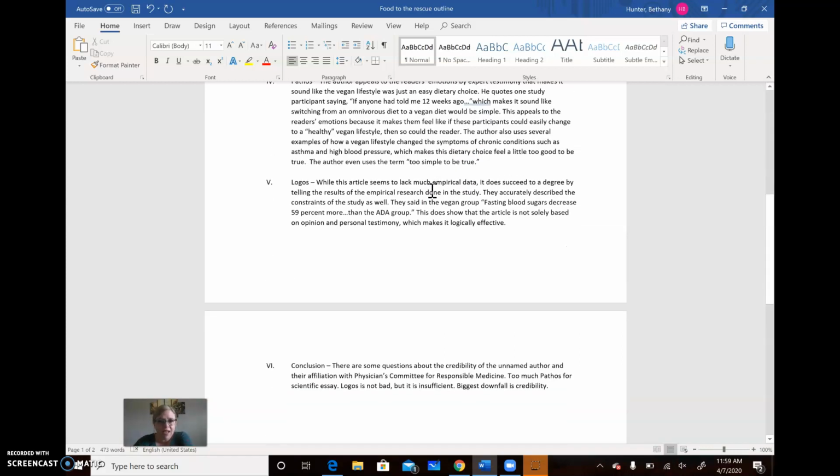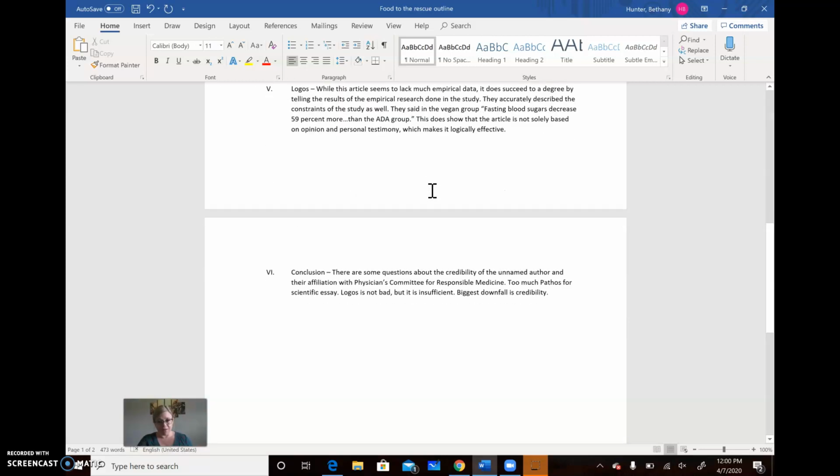Okay. And then logos, it doesn't have much empirical data. It does succeed a little bit because they told us what kind of research was done. They told us how they broke down the research study. And then they also gave us a little bit of the constraints, and a little bit of the results. I would think that if I were really going to trust them, I'd want to see the whole results, more than just that one little blurb that said 59% more succeeded with the vegan diet versus the ADA diet. Okay, and then I just didn't think it was terribly logically effective.